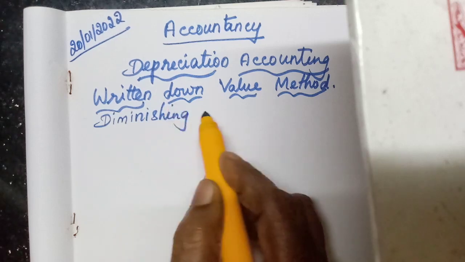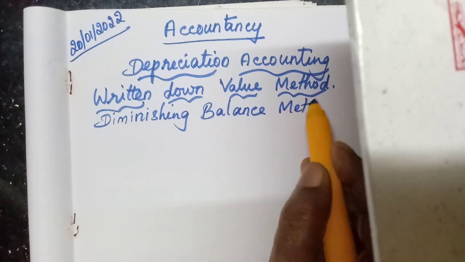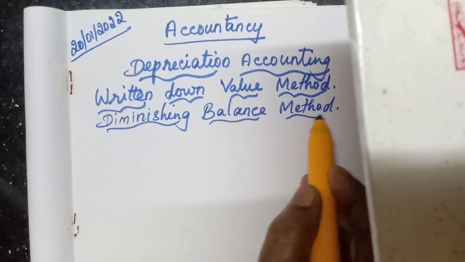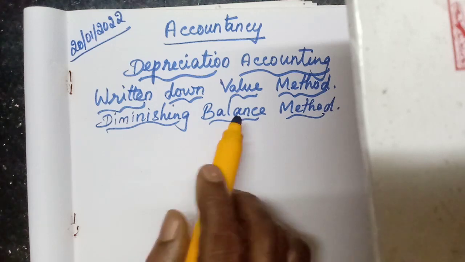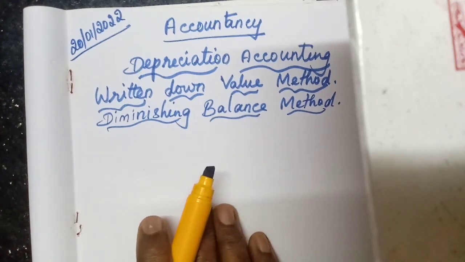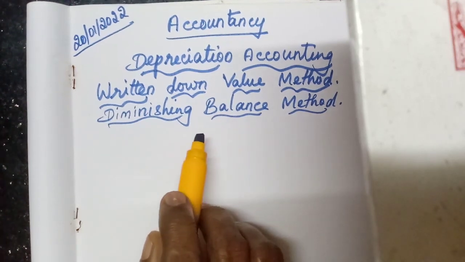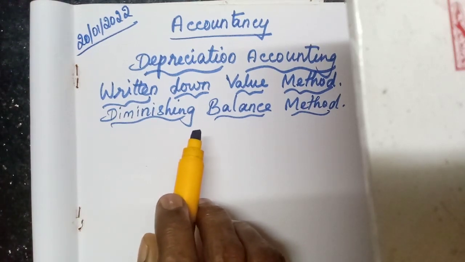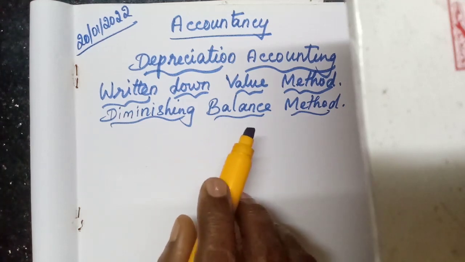Diminishing balance method. From the diminishing balance, the balance of the asset will be getting reduced. On that balance only we should calculate the depreciation amount. Okay, here the first year's depreciation will be deducted from the total cost. Okay, so the next year the value after deducting the depreciation is called the book value.